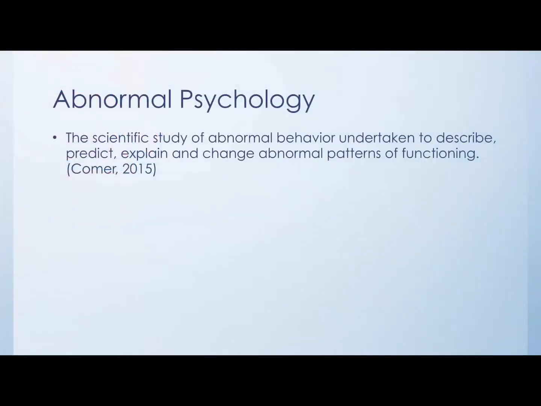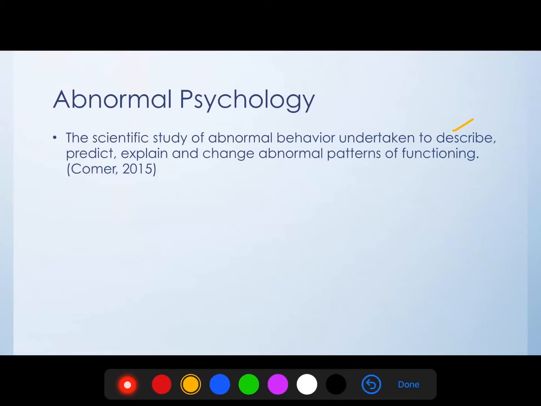Sige. So what is abnormal psychology? What is this in the first place? So it's a scientific study of abnormal behavior undertaken to describe, predict, explain, and change abnormal patterns of functioning. So that means when we're studying abnormal psychology, we're looking at these 4 goals of psych, which are all very familiar to you because these have been discussed na in Gen Psych pa, diba?